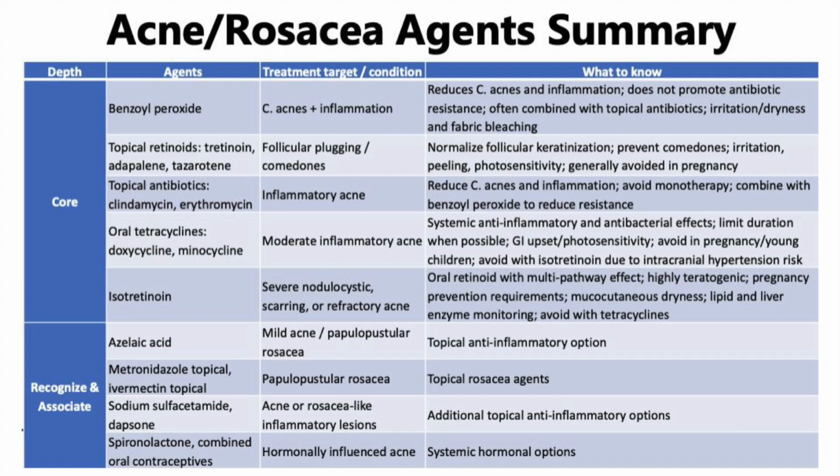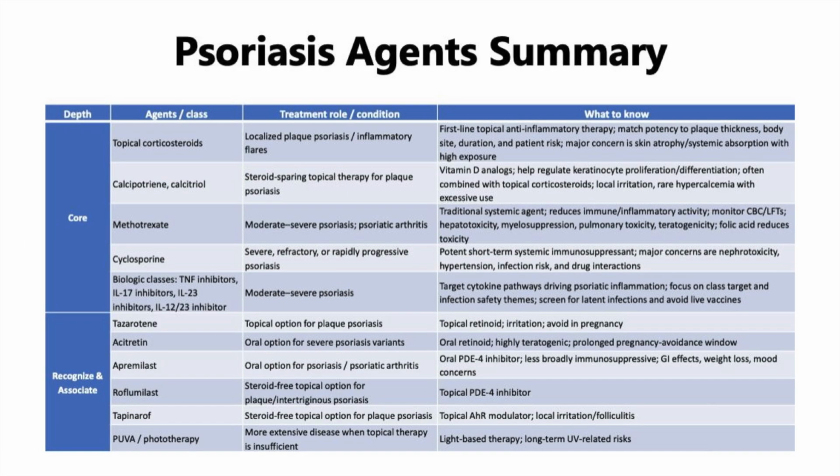Spironolactone is useful for hormonally influenced acne, but can cause hyperkalemia and menstrual changes. So for papulopustular rosacea, remember metronidazole, azelaic acid, or topical ivermectin. Okay, so localized plaque psoriasis is usually treated with topical corticosteroids with potency matched to the plaque thickness and body location.